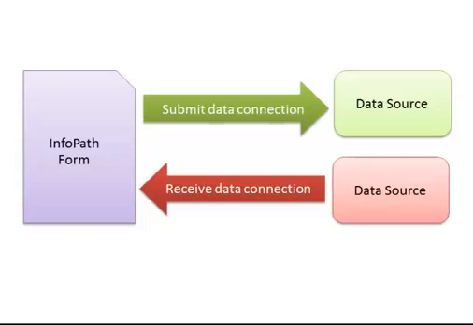There are two types of data connections in InfoPath. You have receive data connections and you've got submit data connections. With the receive data connections, you set up a connection to an external data source to pull data into the InfoPath form. And with submit data connections, it is the other way around, where you send data from within an InfoPath form to a particular destination data source.